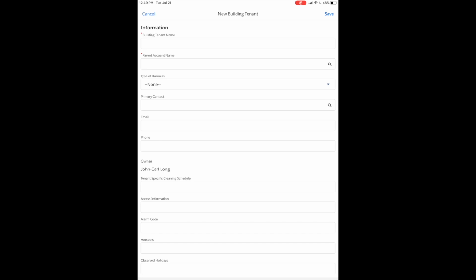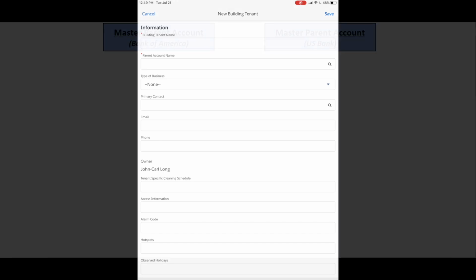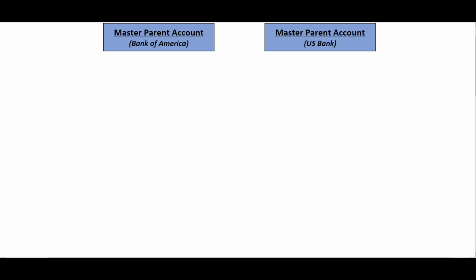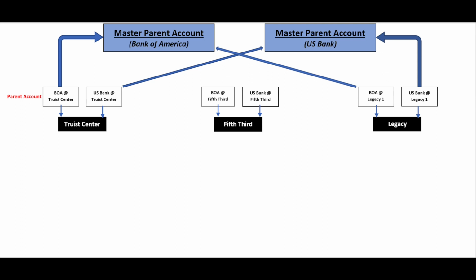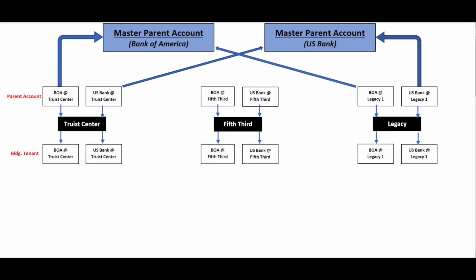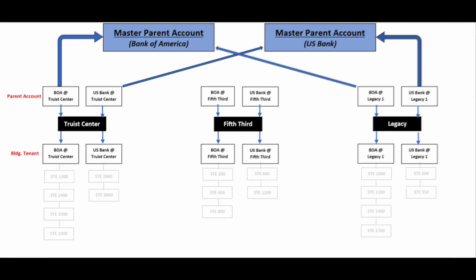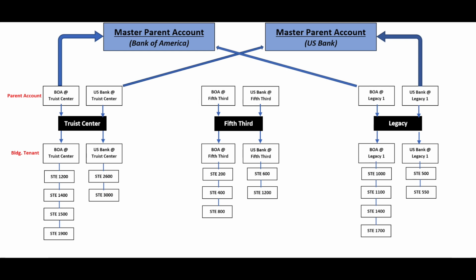Now before we dive into this, let's review the steps that we've taken to get us to this point. First, we started off by making our master parent accounts. I used Bank of America and went ahead and threw in our other popular tenant, US Bank, for this tutorial. From there, we created our sub-level parent accounts that not only associated itself with the master account, but also the buildings that it's at. From there, we created our building locations. And now we're on the step of creating a building tenant inside of that building location. The next step after this tutorial will then be to associate the suites with the tenant themselves.